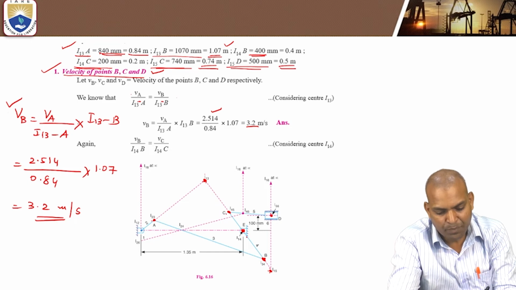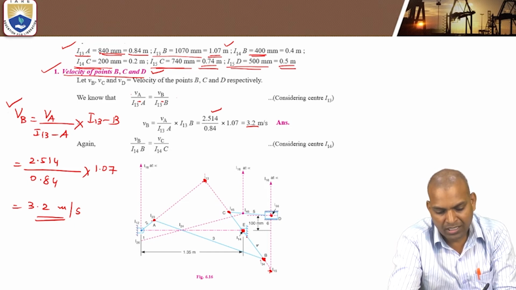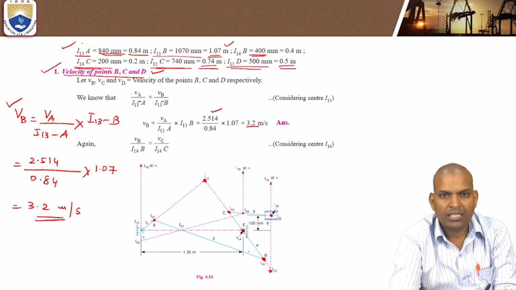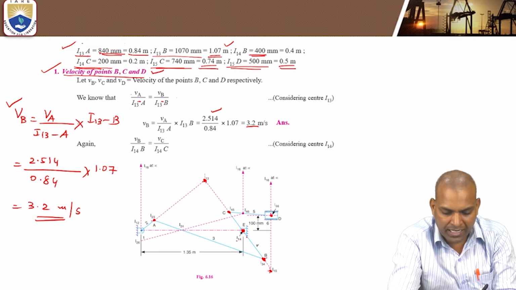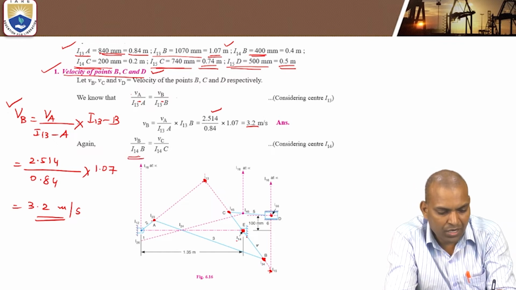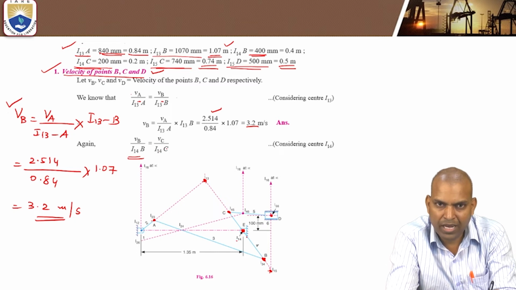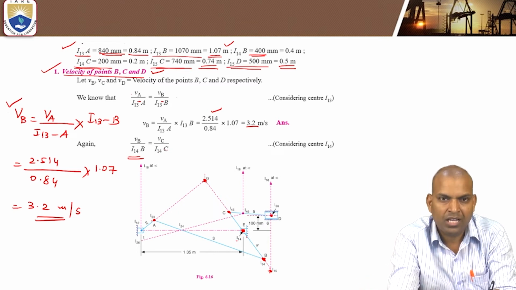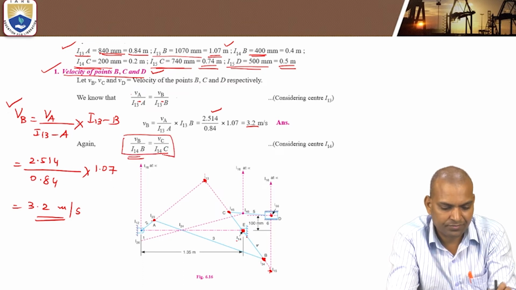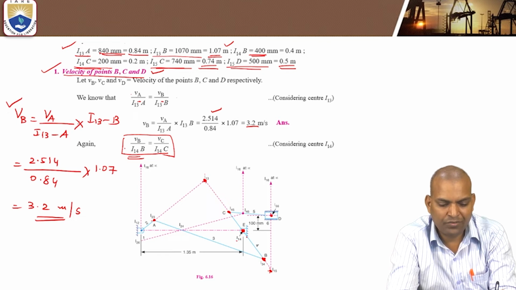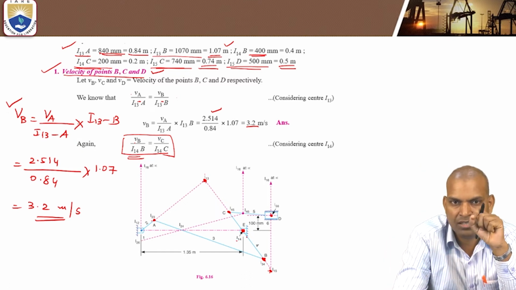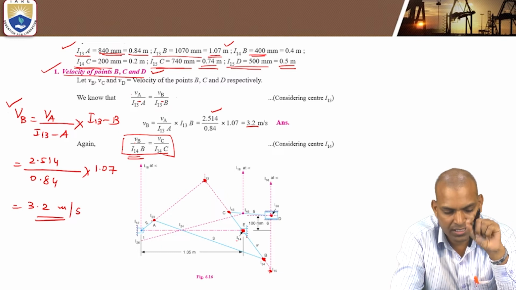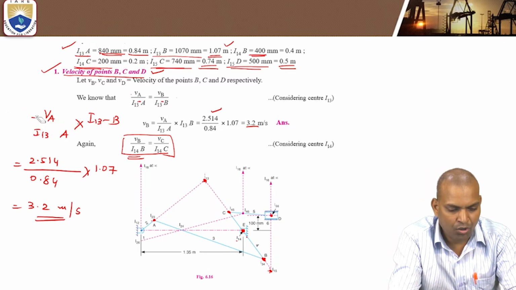Again VB, this BC is link 4. The common eye center for link 4 with respect to BC is 1, 4. So VB by I14B equals VC by I14 to C, that is the distance from point C to the eye center I14. This is the combination. Here we are applying the constant angular velocity ratio theorem. Point B and point C have the same angular velocity because they are located on the same link. That's why we consider it here. In this combination, how to find out again?